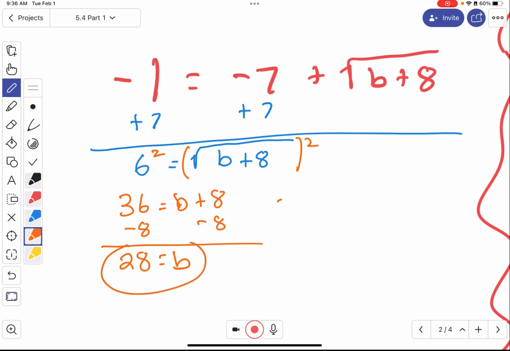And again, you can check it. 28 plus 8 is 36. Square root of 36 is 6. -7 plus 6 is -1. It works. You're done.